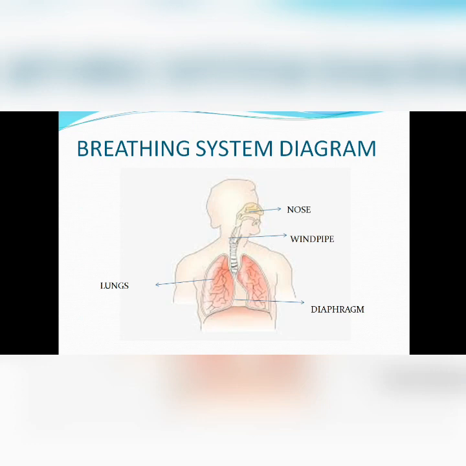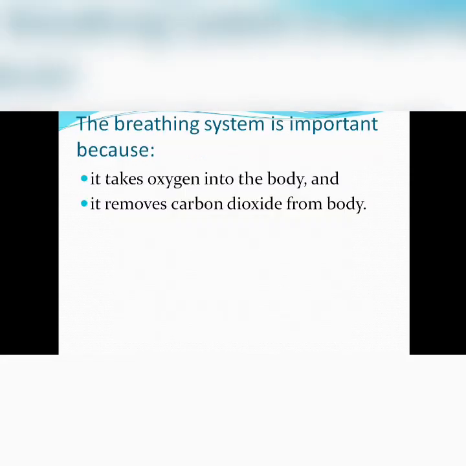Okay, we will see here the breathing system diagram. So we have the nose, windpipe, lungs, and diaphragm. Okay, why is the breathing system important? The breathing system is important because it takes oxygen into the body and it removes carbon dioxide from the body.